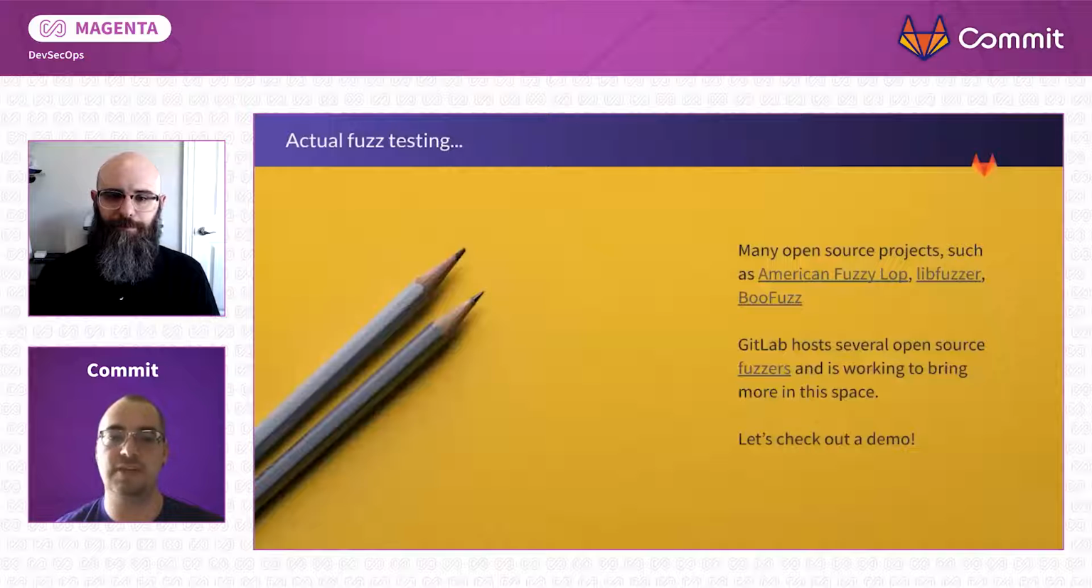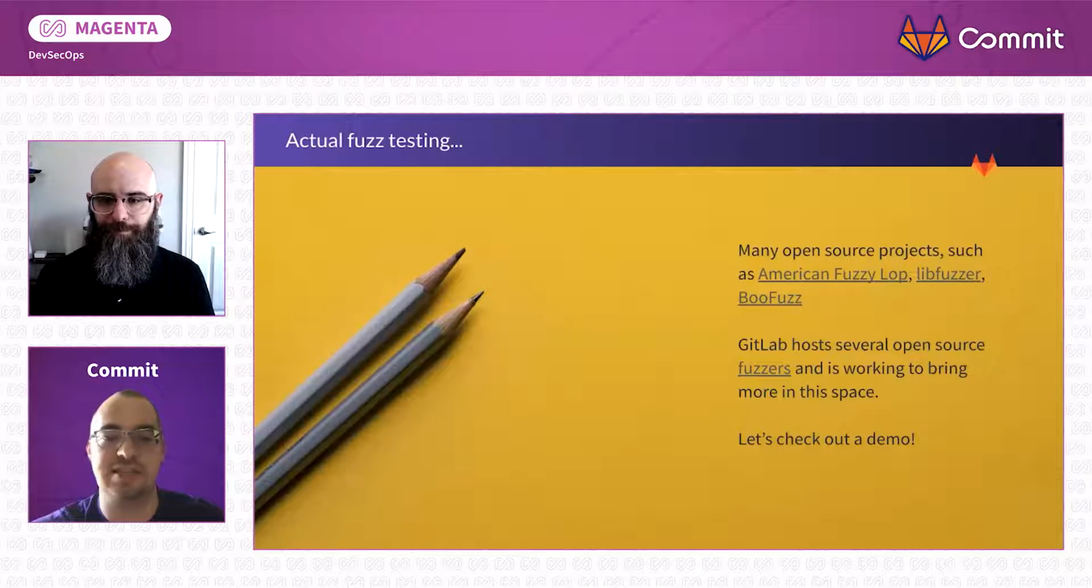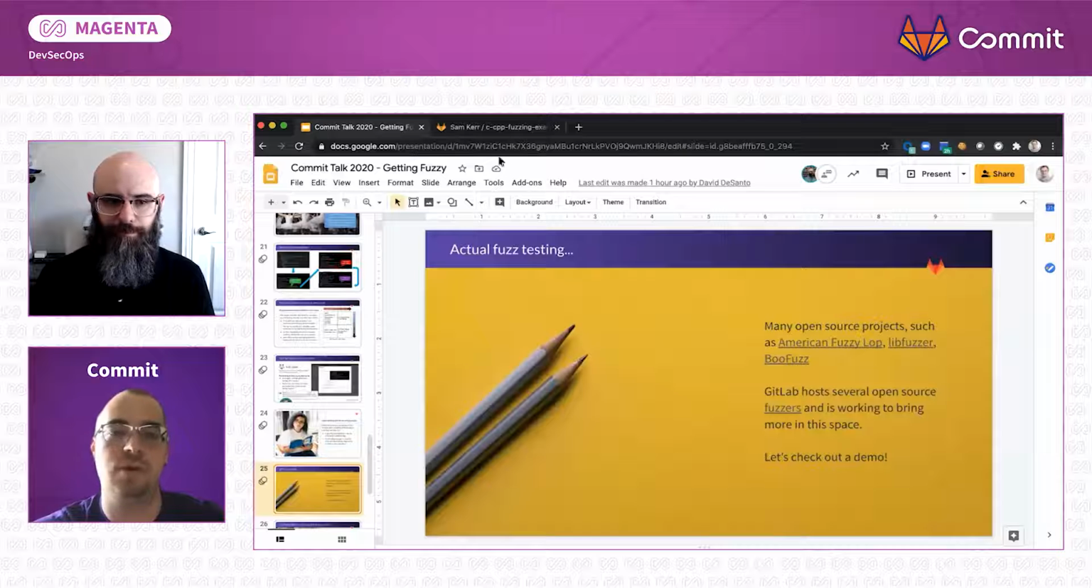If you want to get started with fuzz testing in your own projects, there are a number of different ways to do so. There are a lot of great open source projects out there, such as American Fuzzy Lop, libFuzzer, and BooFuzz. These are all freely available. You can try them on your own applications. At GitLab, we host several of these open source projects, and we also host several of our own proprietary fuzzing projects. Now, since we've looked through a bunch of slides, I'd like to stop sharing this deck and let's go through a demo of what fuzzing a real application inside of GitLab would look like.